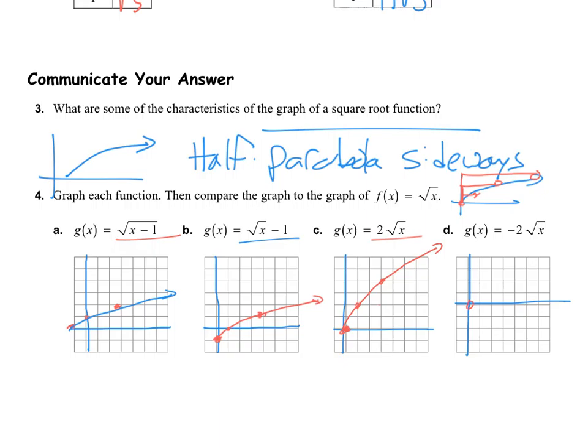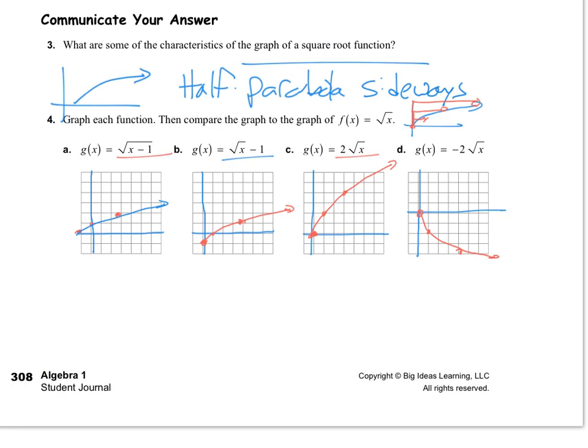And the negative is going to flip that upside down. Go right 4, down 4. It almost looks a little straighter, but it's still a curve. All right, that's how these work. Let's go to the next page.